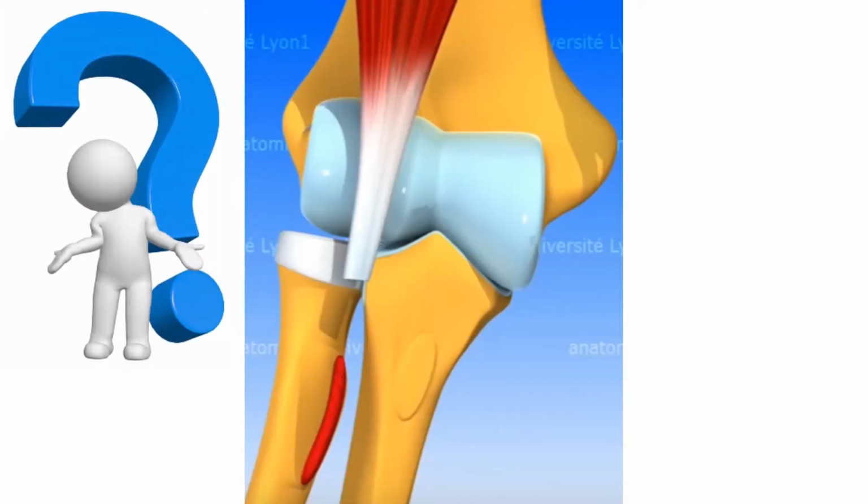Right, few questions. What is this? This is the lower end of biceps brachii. It's called the biceps tendon, and it is going to cross the elbow joint, and it ends up in this place. What is this place? This is the insertion of biceps brachii. It is the radial tuberosity.